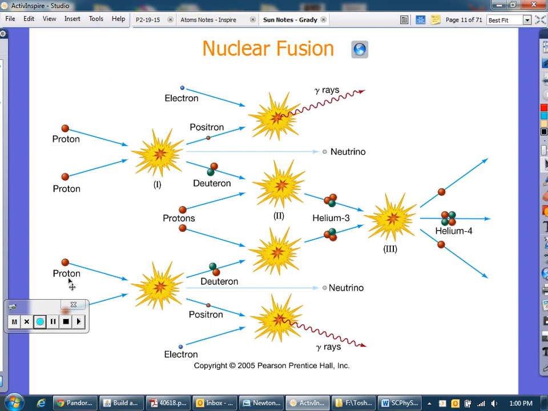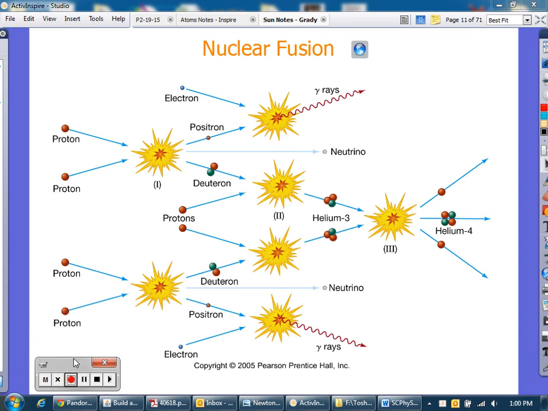This becomes present, or I guess it is present in the core of the sun, and you need two conditions, and that would be has to be extremely dense, which the core is, and it also has to be extremely hot, so the protons are moving around rapidly. Both of these situations are satisfied by the core of the sun.